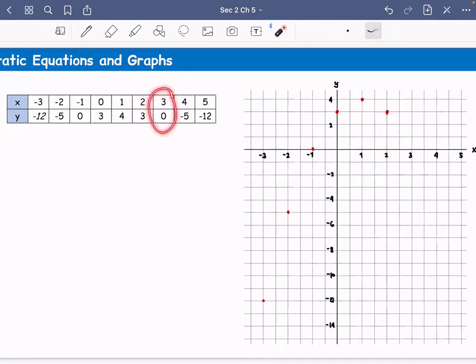3 and 0. So this is 3, and then this is 0, so that means your point is over here. Okay, it's on the line. And then the last 2 points, it's 4, -5. So you have 4, you have -5 here. So there you go. This is where your point is.